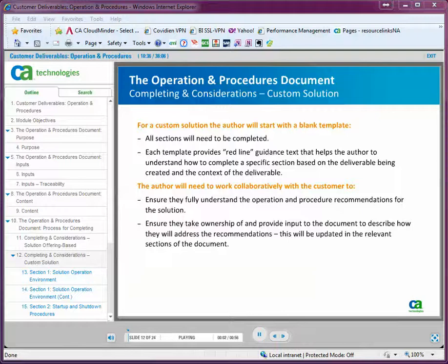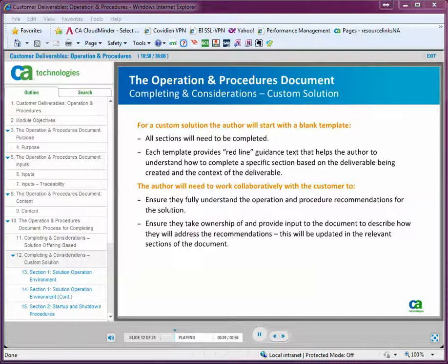For a custom solution, the author will start with a blank template. All the sections will need to be completed. Each template provides red-line guidance, the instructions and the directions that help the author to understand how to complete each of the sections based upon the deliverable being created and the context of that deliverable.